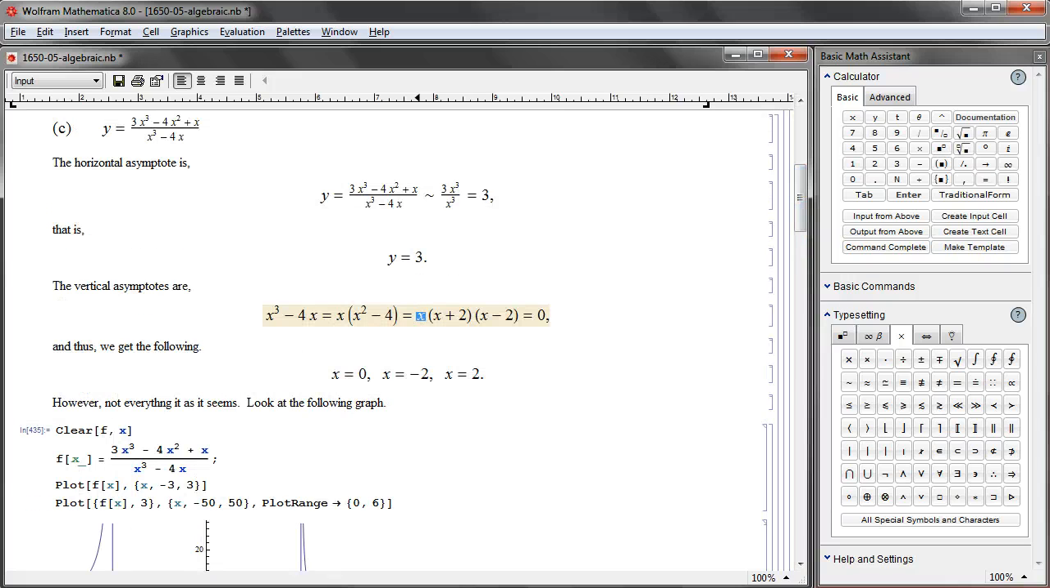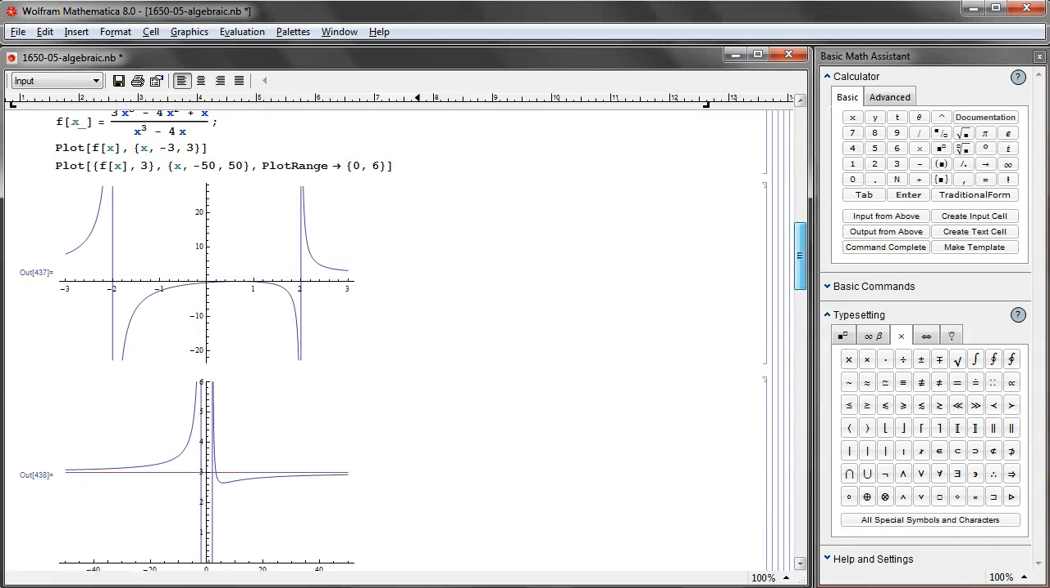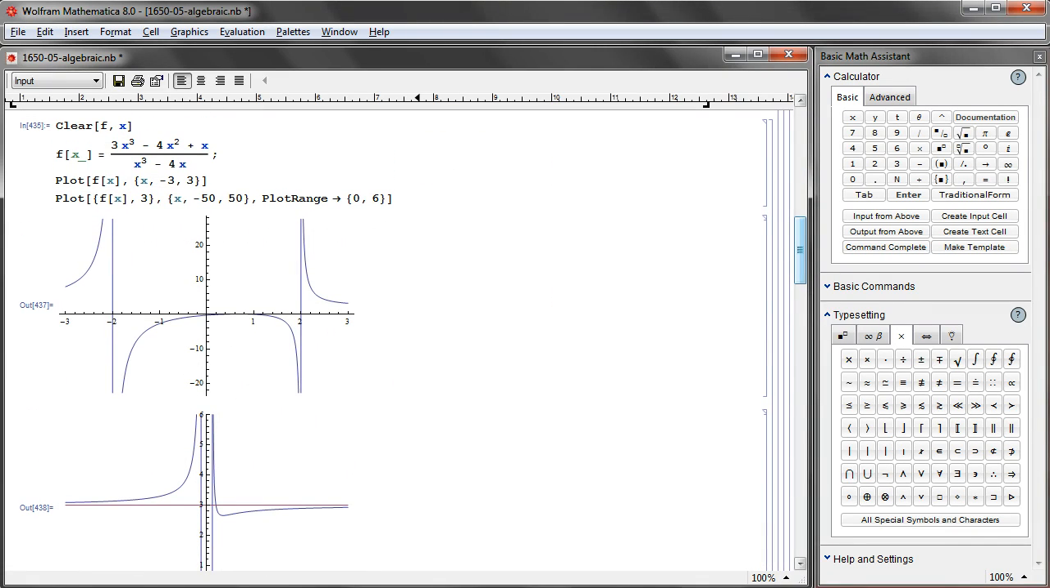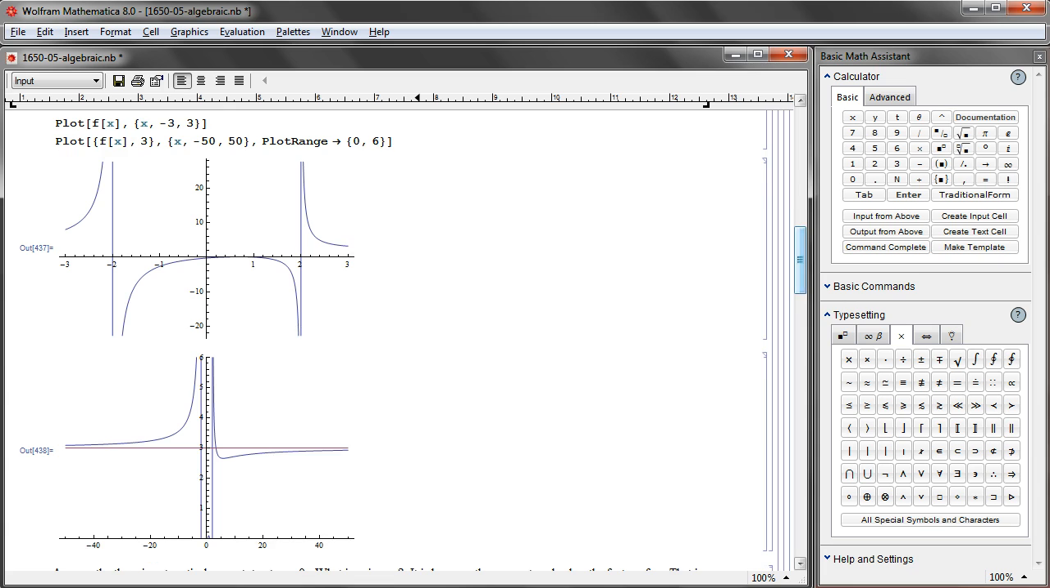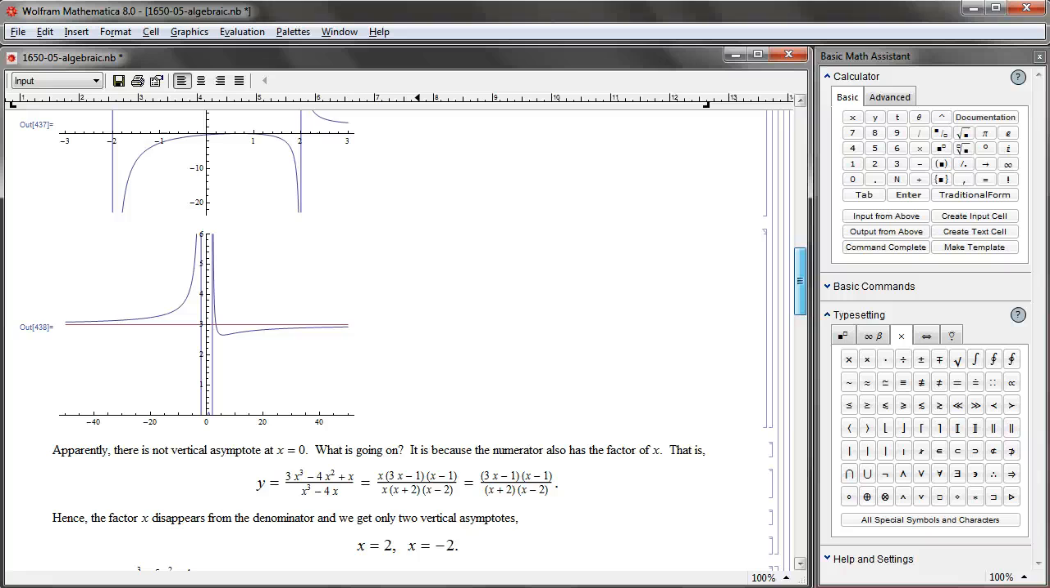As a matter of fact, we have x as a common factor in the numerator as well, so we have cancellation. Even though if you look at the denominator alone, it looks like we have 3 factors and 3 vertical asymptotes, because of the cancellation, we have only 2. And that's reflected in this one. The second picture shows the horizontal asymptote, y equals 3.